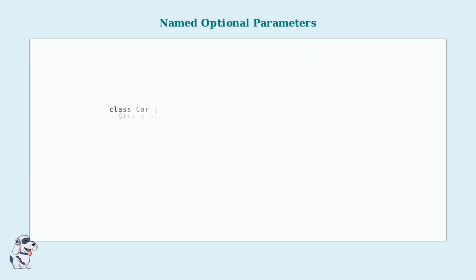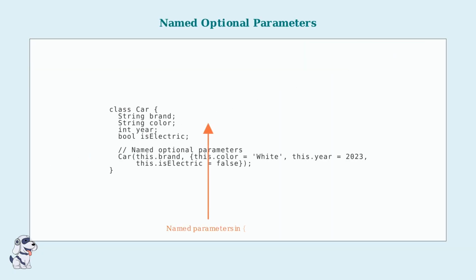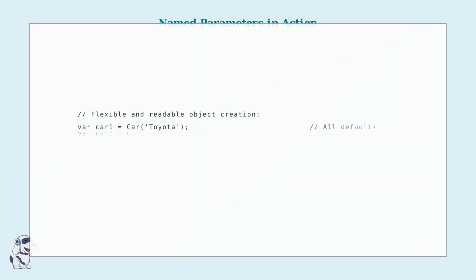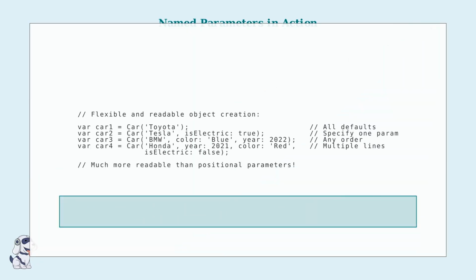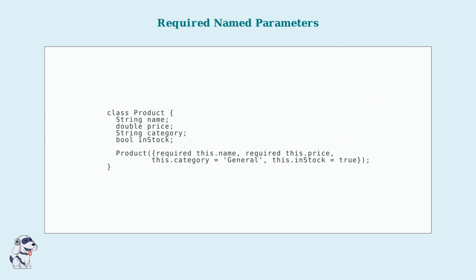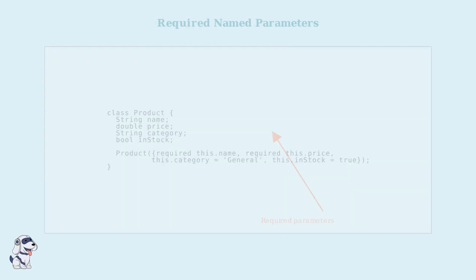Named optional parameters offer even more flexibility. They're enclosed in curly braces and can be called in any order. This makes the code more readable and self-documenting. Named parameters shine when creating objects. You can specify only the parameters you need in any order, making the code much more readable and maintainable. You can also make named parameters required using the required keyword. This ensures certain parameters must be provided while keeping others optional.